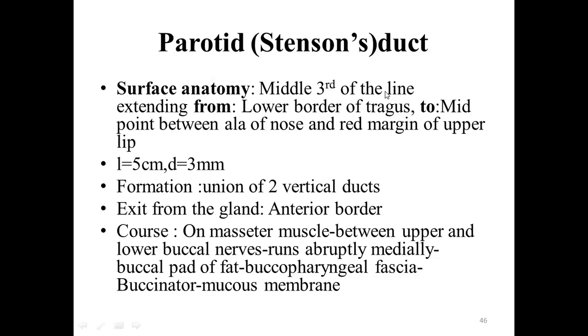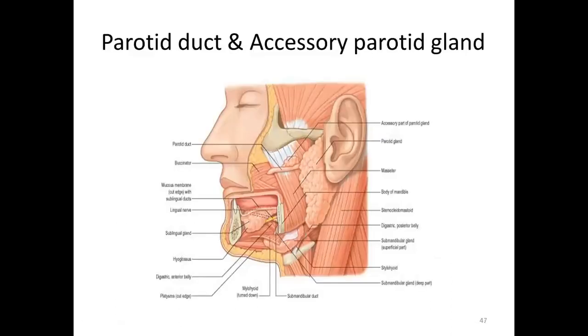The diameter is very narrow, 3 millimeters. Formation: union of two ducts, it exits from the gland through the anterior border, runs on the masseter muscle, then between the upper and lower buccal nerves, and turns abruptly medially, suddenly, through the buccal pad of fat, through the buccopharyngeal fascia, then the buccinator muscle, and finally opens into the mucous membrane. Here you can locate the course: it exits from the anterior border and reaches over the masseter muscle. Suddenly it changes its direction and pierces the buccinator muscle, the buccal pad of fat and the buccopharyngeal fascia, and opens into the vestibule.